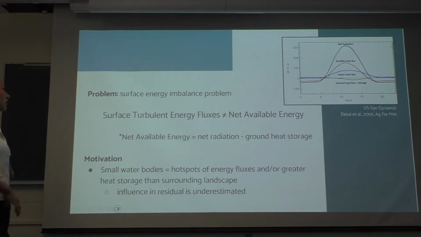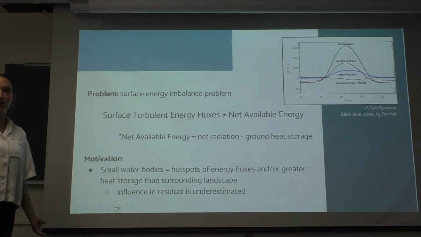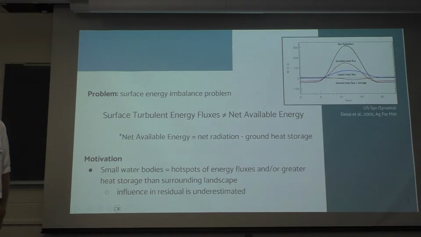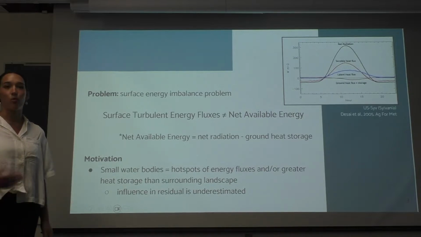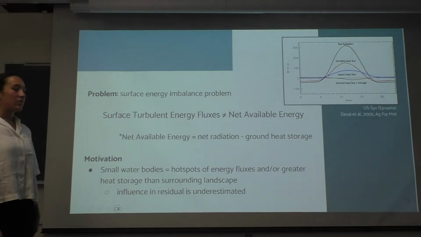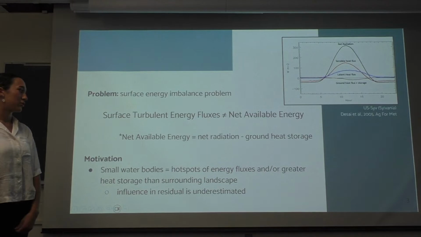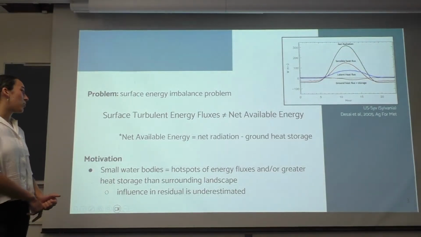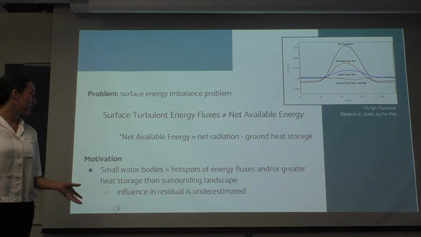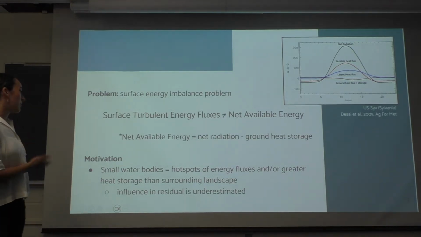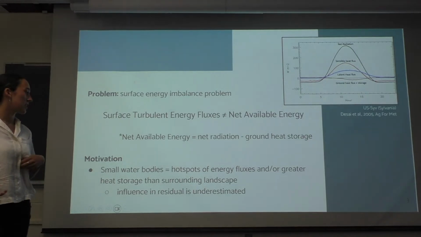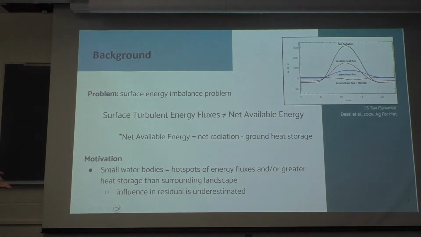Just to visualize what surface energy imbalance is, it's when surface turbulent energy fluxes are not equal to net available energy, which violates the first law of thermodynamics. So it's a data discrepancy, and we're looking at what might explain this energy gap and how water plays a role in this. Our motivation to look at small water bodies is because in research and literature, they are known to be hotspots of energy fluxes and/or have greater heat storage than surrounding landscapes. And often this is not reflected in larger data sets, and so that was my main focus.